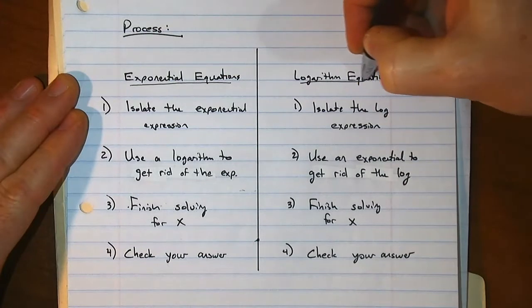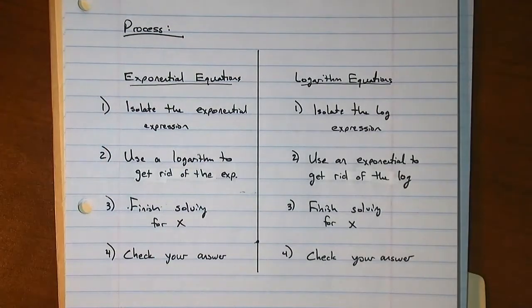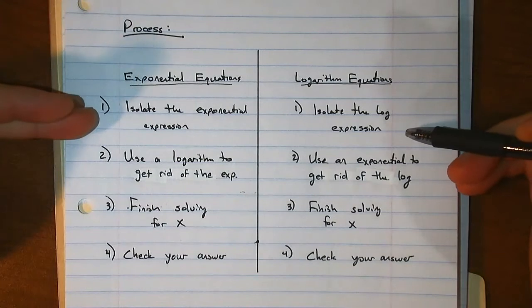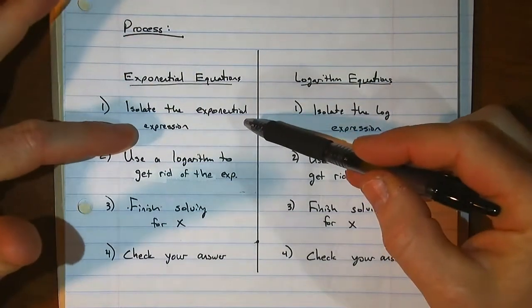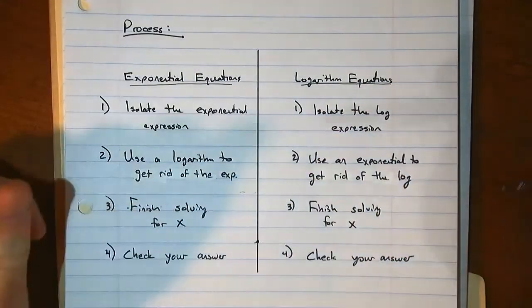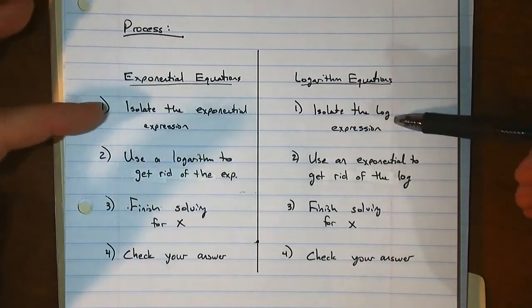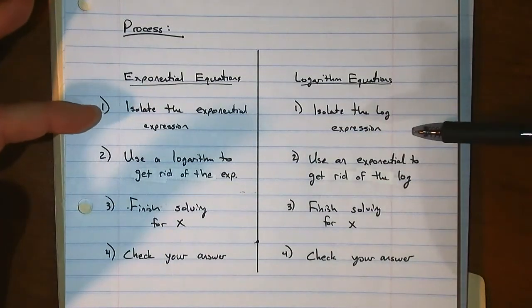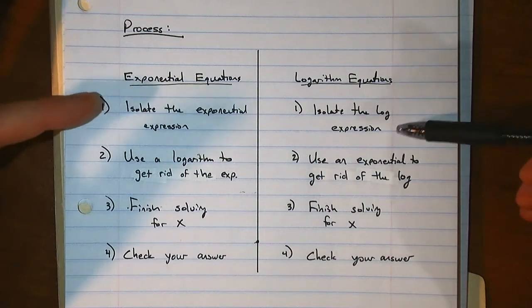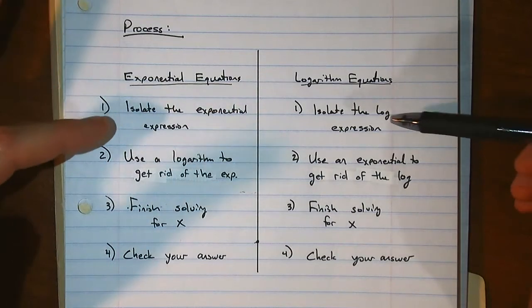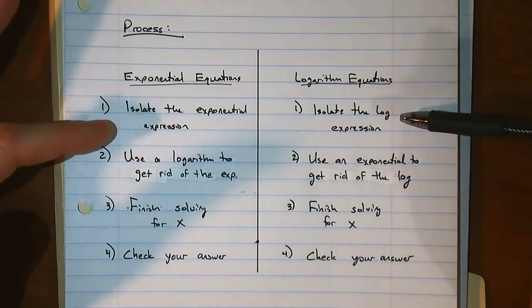But what I want you to see is that it's functionally the exact same process no matter which type of equation you're working with. The first thing you're going to do is get the expression that has the x in it all by itself. Now, I will say for most students, when they're first learning this process, that first step is the hardest step. All right, so we'll talk a little bit about that in a couple examples here.